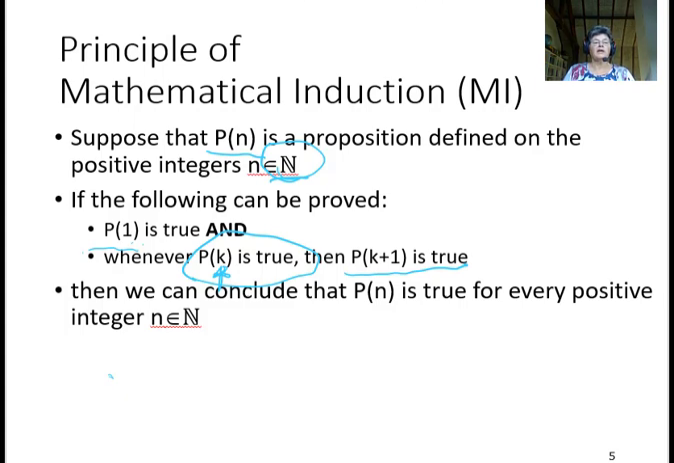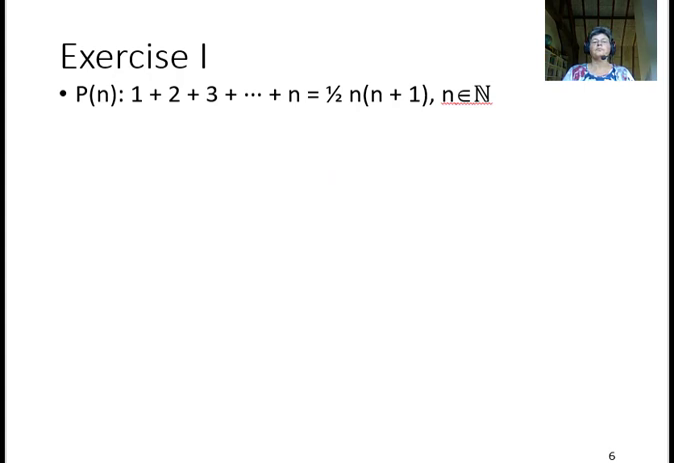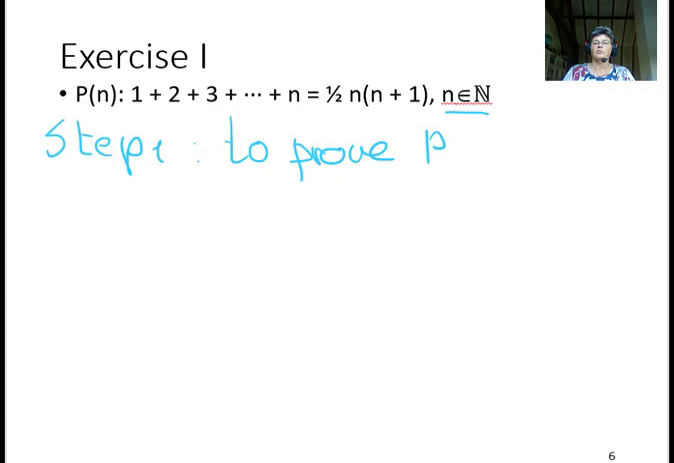Okay, let's look at an example. We have a proposition that says 1 plus 2 plus 3 plus up to n equals a half times n times (n plus 1), and the domain is the natural numbers. So step 1 is to prove that it's true for the first element. So P(1) equals true. That's what we need to prove.